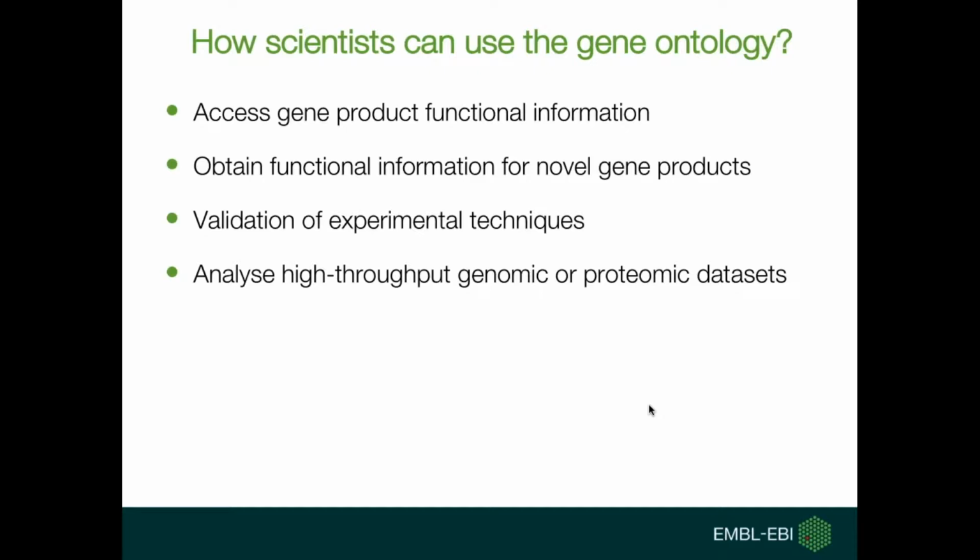Now, to get to the crux of why we're all here today: how bench scientists like you, or even non-bench scientists who are interested in getting into this, can use the gene ontology. And here are some of the case studies that we'll be going over. The first one will be to access gene product functional information, obtain functional information for novel gene products, validation of experimental techniques, and analyze high-throughput genomic or proteomic datasets.